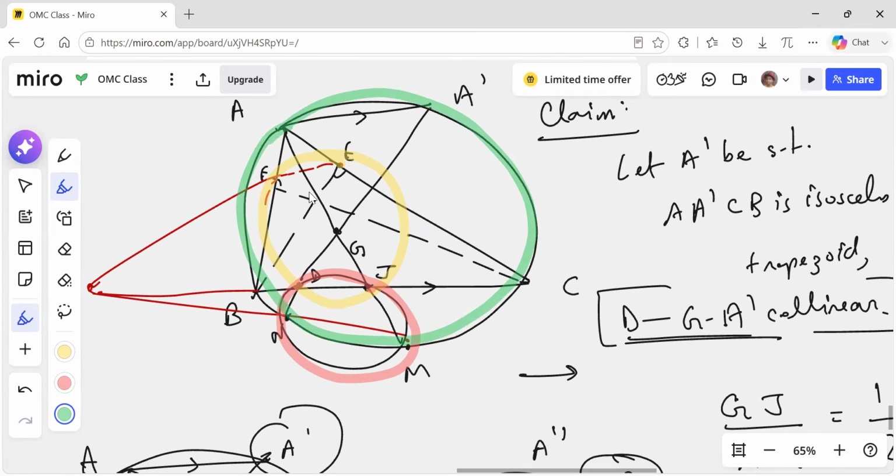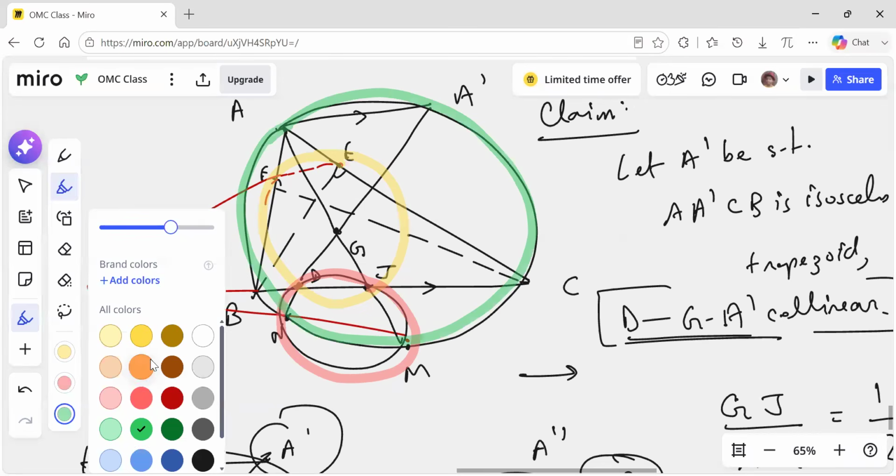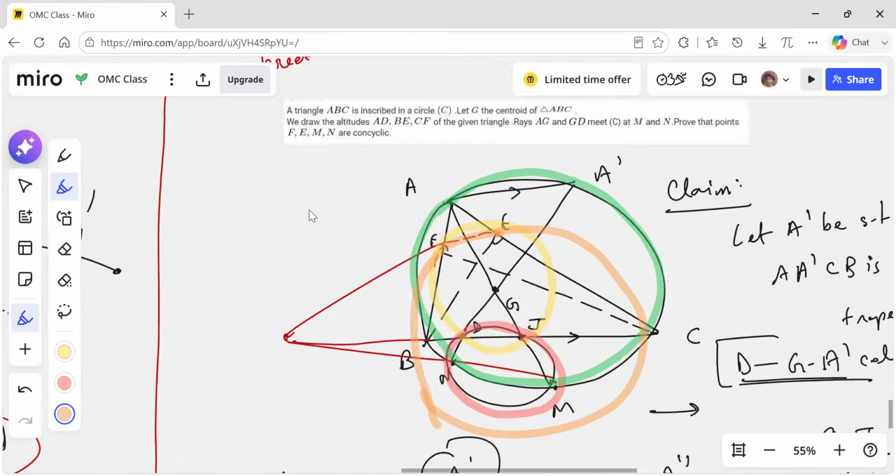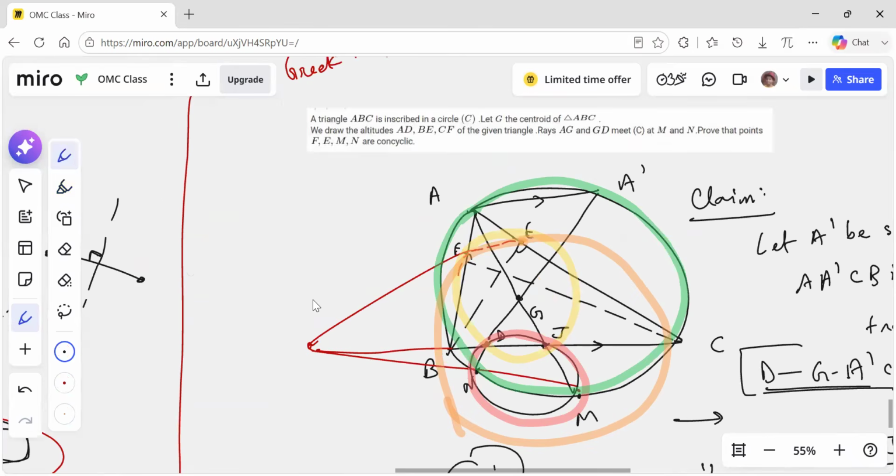We can also take from here, BFEC. Nice. Let's just list down what all possible things we can take, and then we can just sort out which is required. Okay, we have enough circles now.